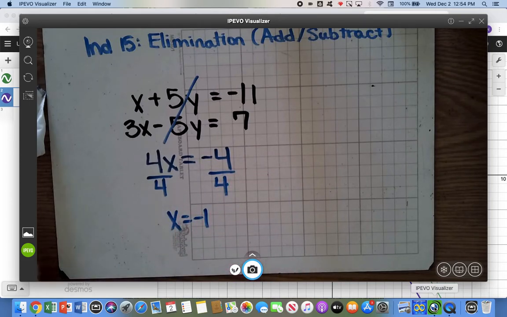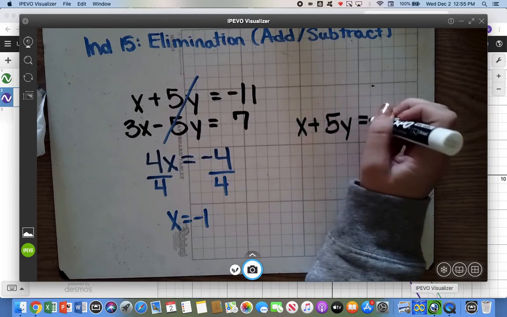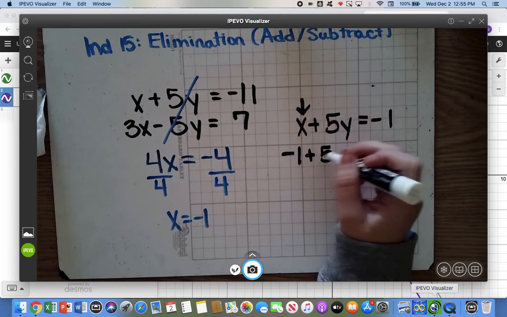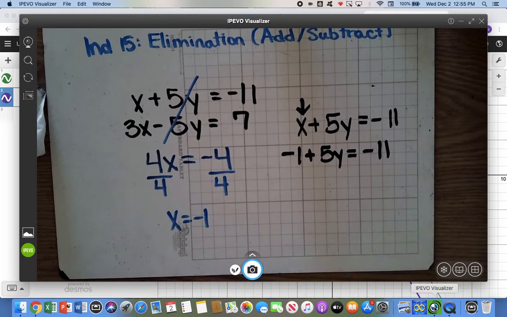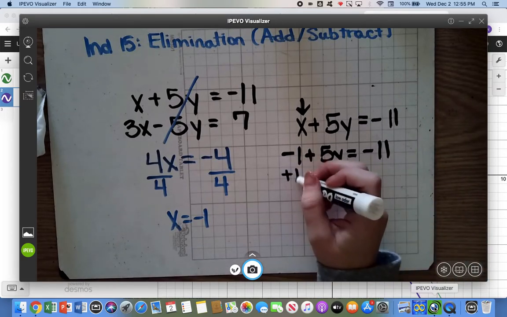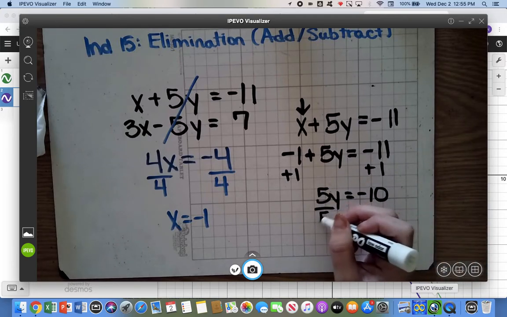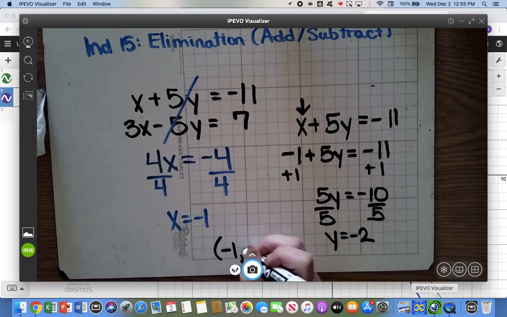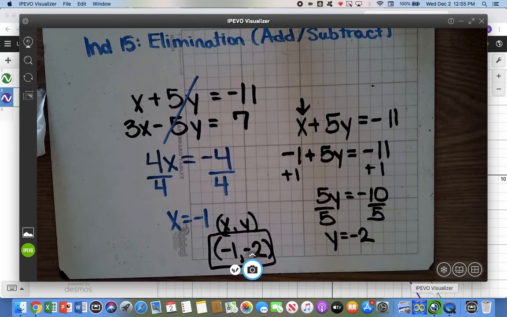And then for the second part, again, it doesn't matter which equation you pick, but I'm actually going to pick the top one. But I now know my x value is negative 1. Oh, should have copied the original down right. Happens more times than not. And then I divide by 5, and I get my y value is negative 2. And then do not forget to write your answer as an ordered pair. X always goes before the y whenever you're writing your solutions.